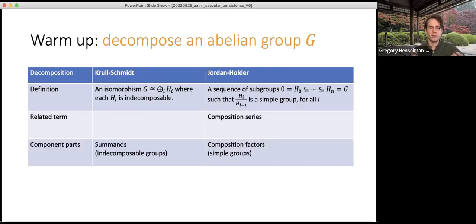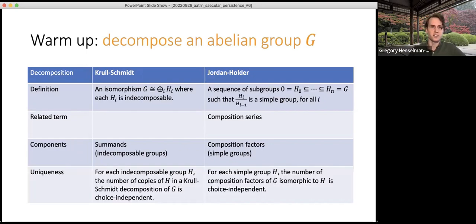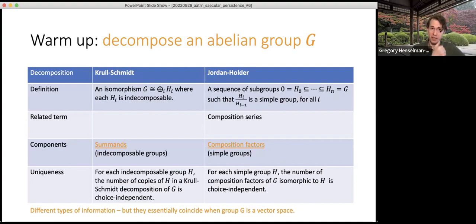And depending on which decomposition you use, you talk about the pieces that you break your object into in different terms. So for Krull-Schmidt, we have summands, and for Jordan-Hölder, we have so-called composition factors. And each decomposition scheme, as you would hope, has a sort of uniqueness result. So neither decomposition is exactly unique, but there are guarantees that the components you get out of each decomposition are unique up to maybe isomorphism and some sort of permutation. So these things pick up on different types of information, and each one gets something that the other one can't.